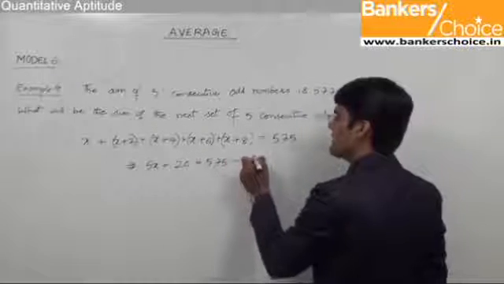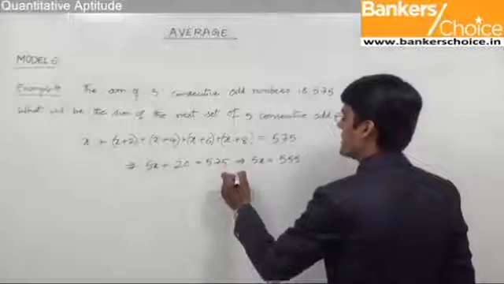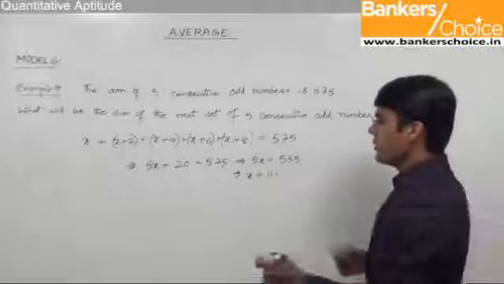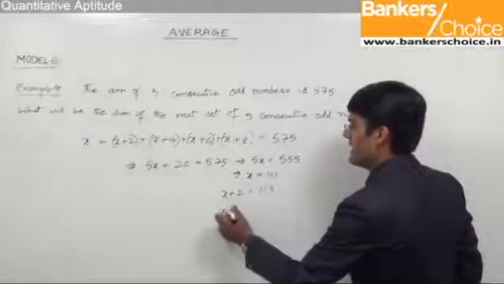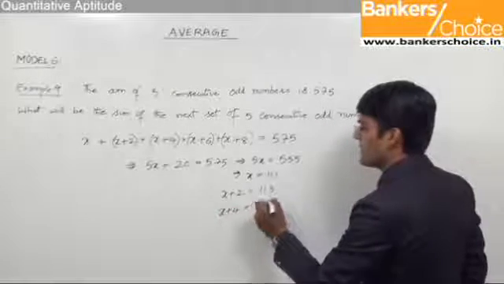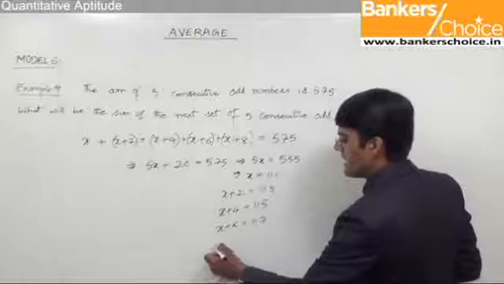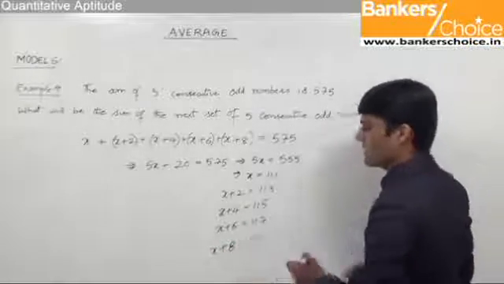That means 5x is equal to 555, and from this x will be equal to 111. If x is 111, the next number should be x plus 2, that is 113, and then the third number should be 115, fourth number should be x plus 6, that is 117, and the fifth consecutive number should be x plus 8, that is equal to 119.